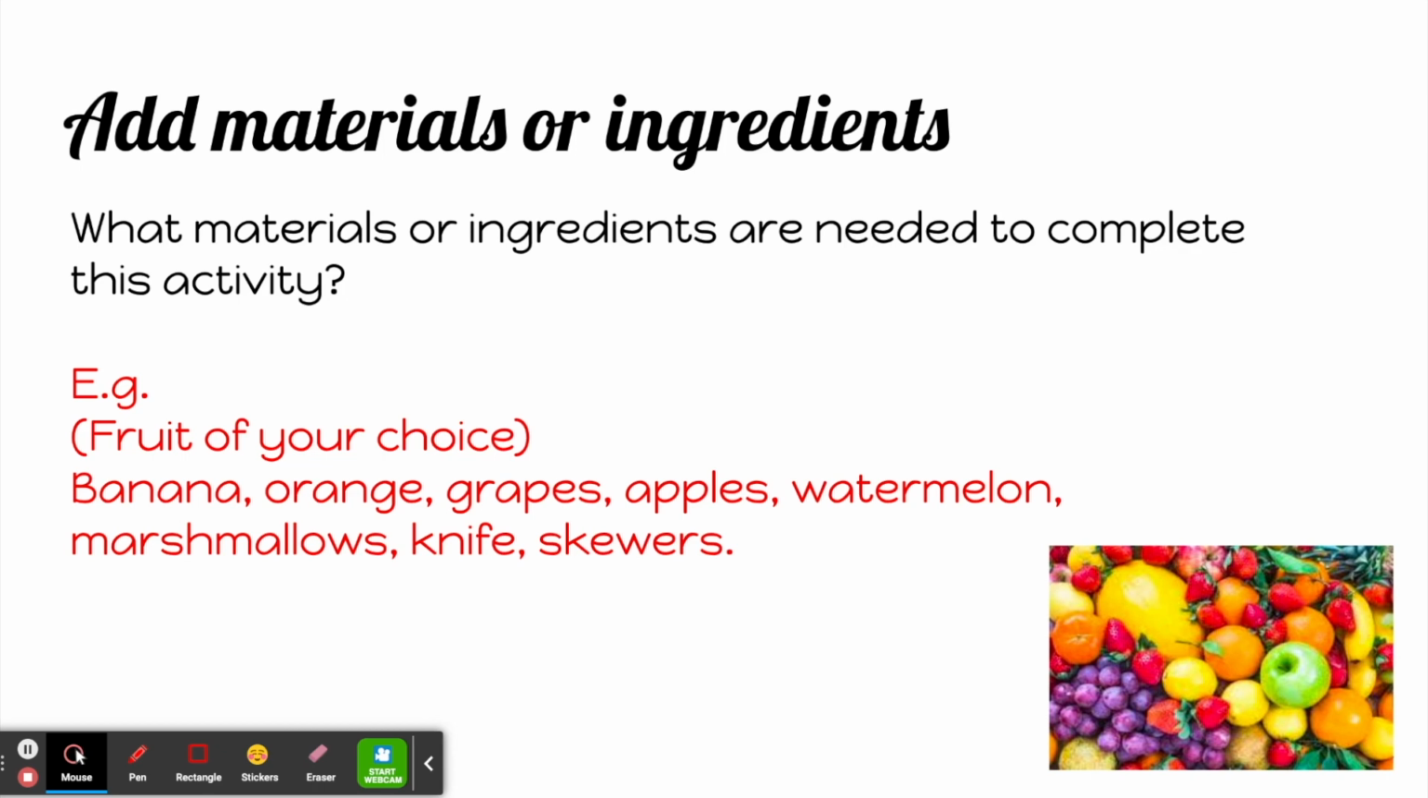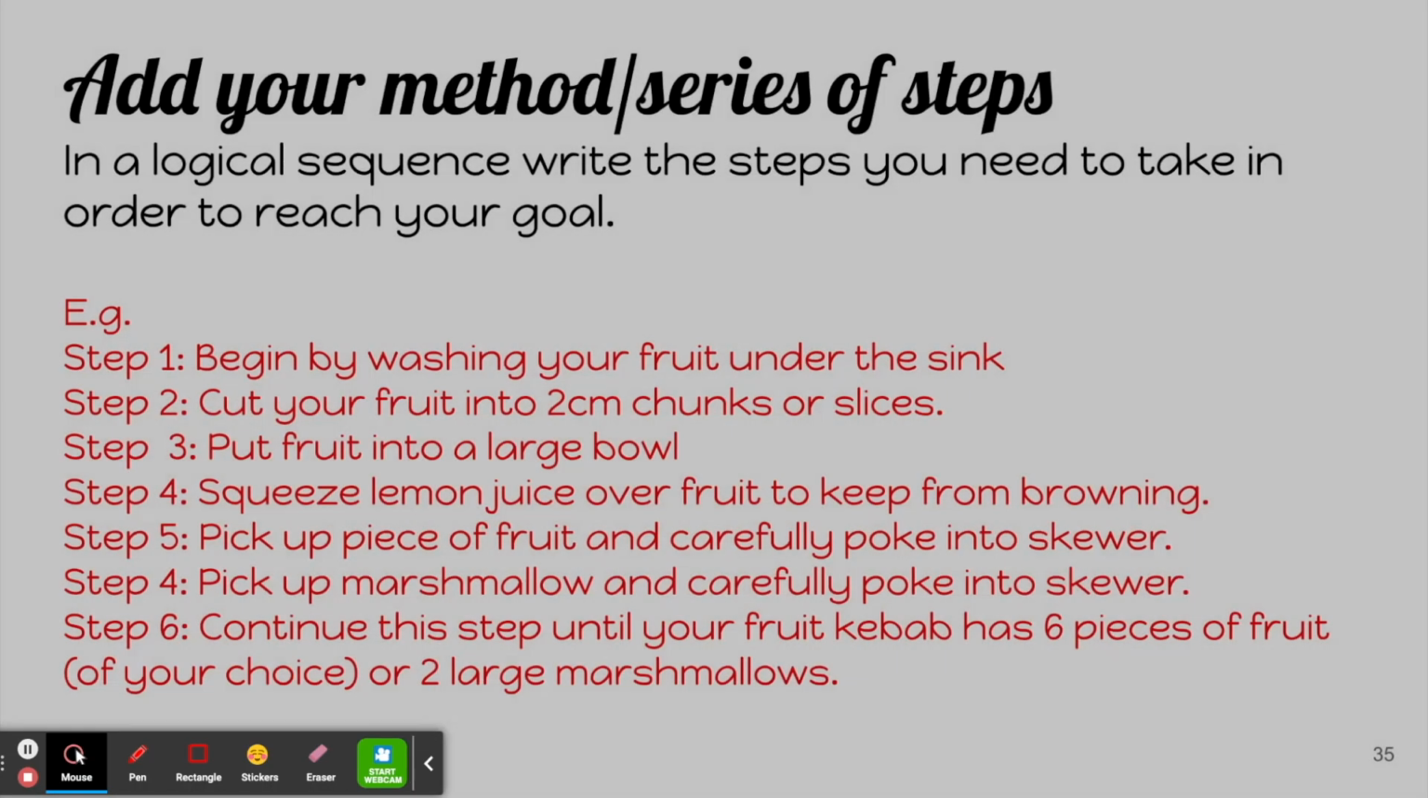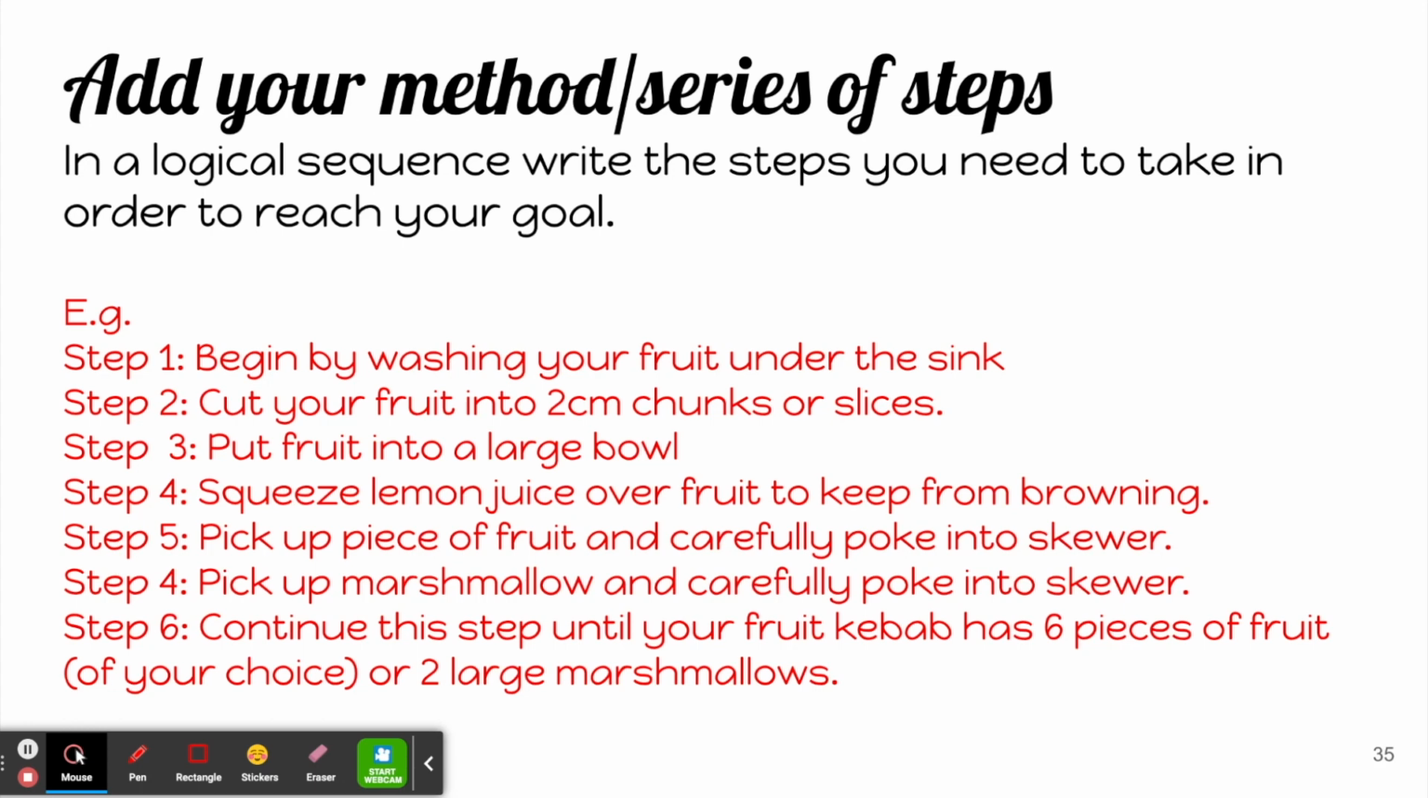We then need to add our materials or ingredients. What materials or ingredients are needed to complete this activity? Well, I know we need fruit of your choice: banana, orange, grapes, apple, watermelon. Marshmallows are essential. Knife, skewers. Maybe you also need a cutting board. That would be important as well.